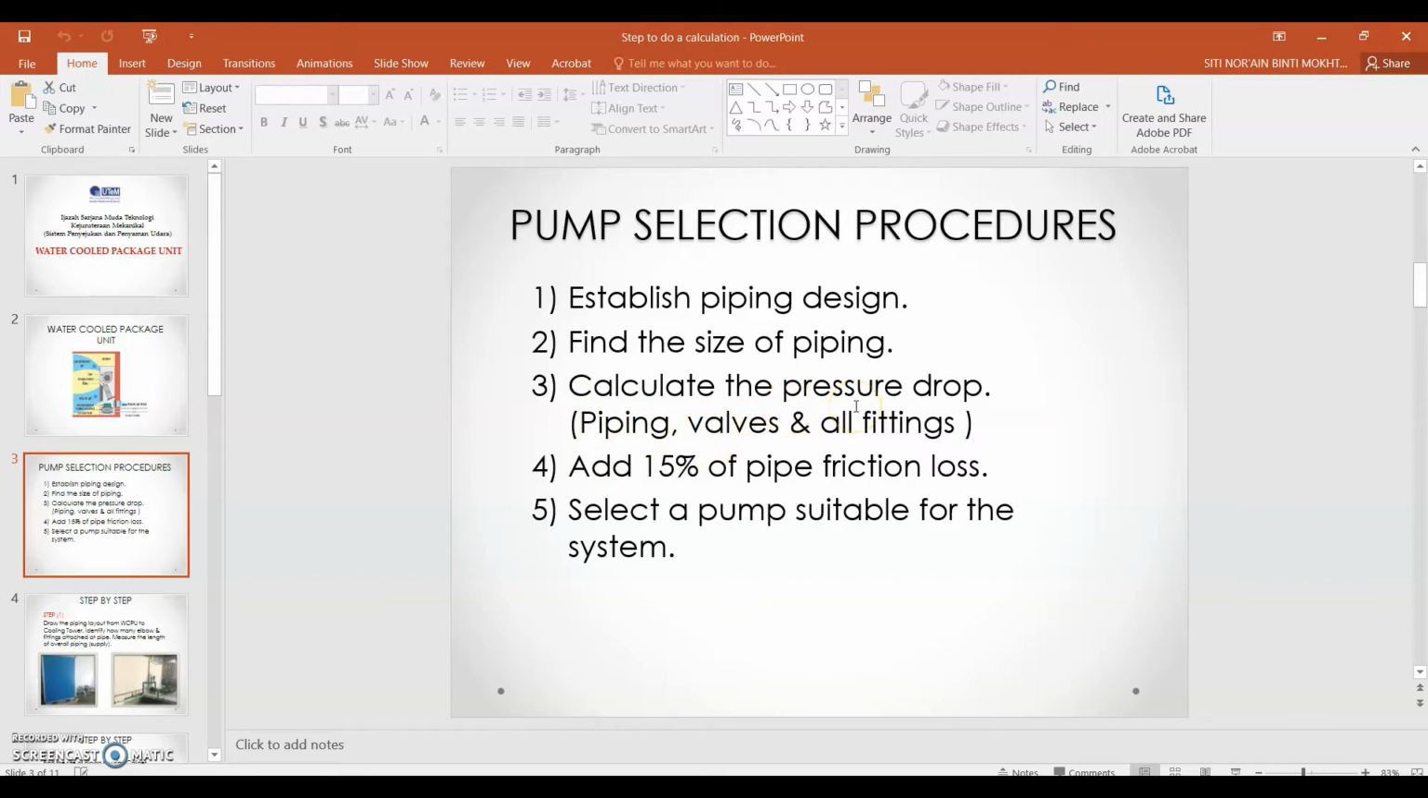Please bear in mind, you need to select the condenser water pump at the condenser water supply piping. The length that I gave you is the length of the condenser water supply piping only. So forget about the return.